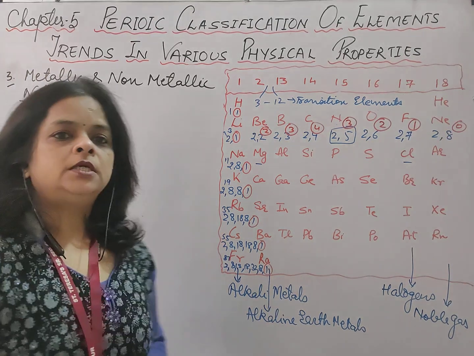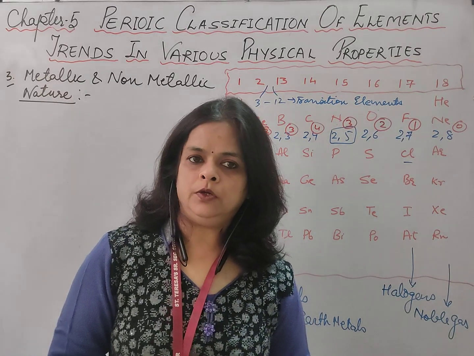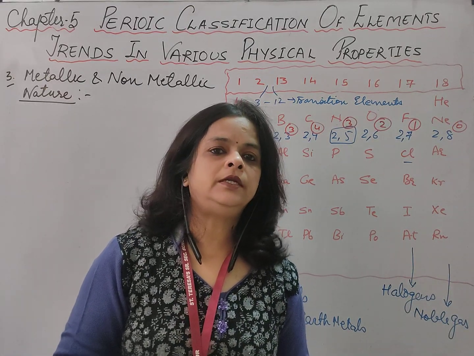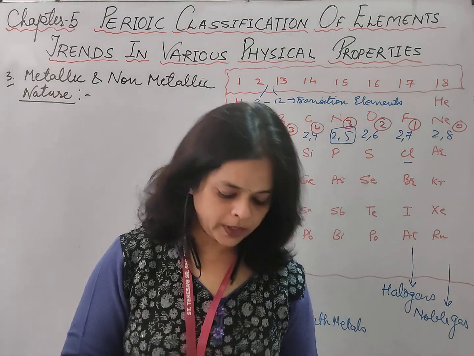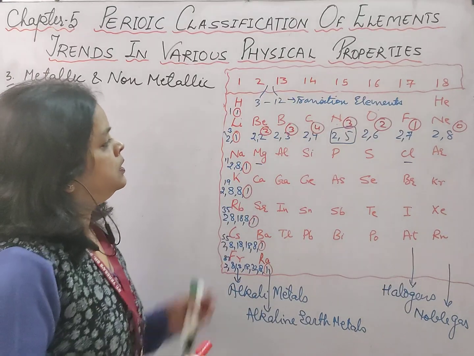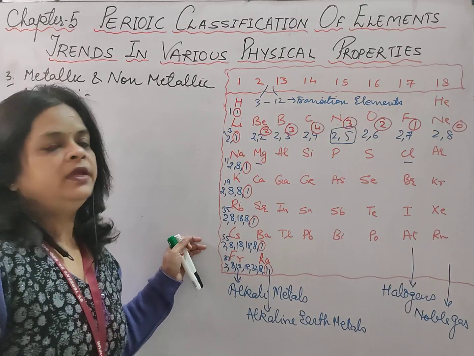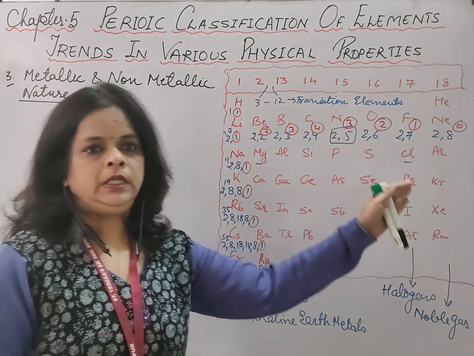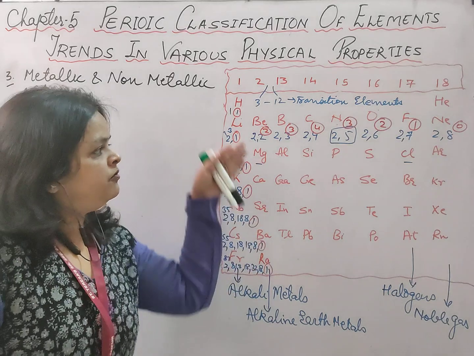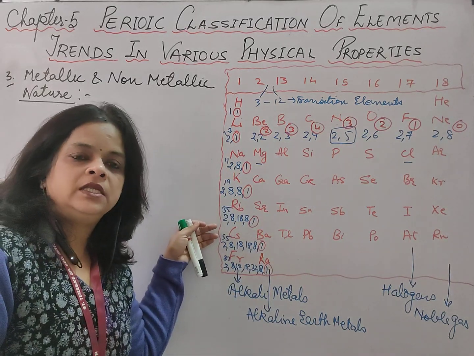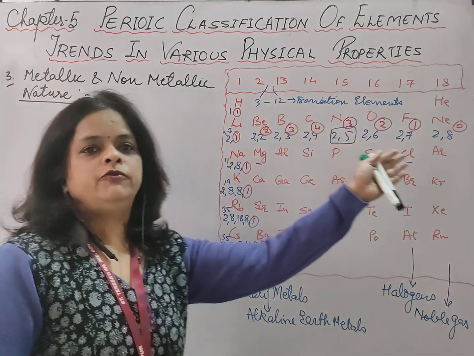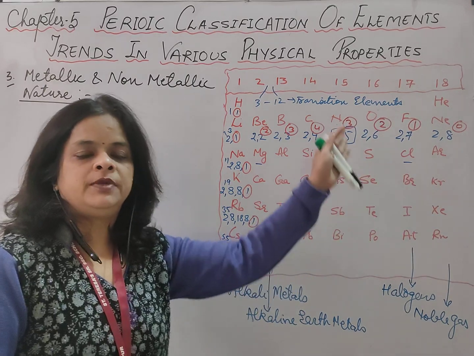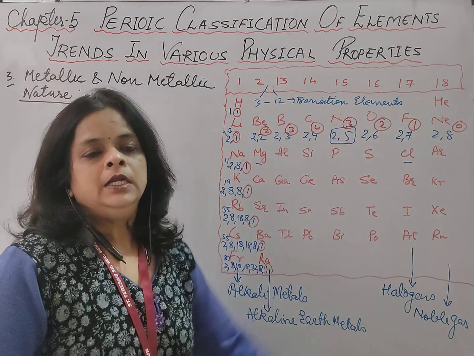What is metallic nature? Tendency to lose electrons. What is non-metallic nature? Tendency to gain electrons. Okay, students, we had discussed this periodic table, its configuration in a group and in a period. We had seen that when we move from top to bottom, the valency remains constant. When we move from left to right, the valency first increases, becomes maximum, and then starts decreasing.